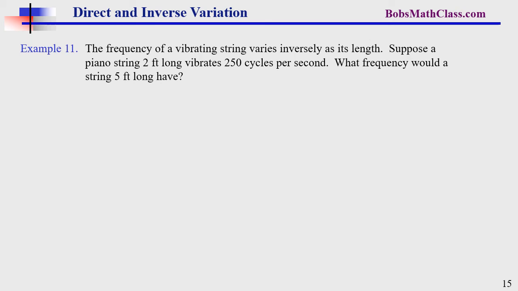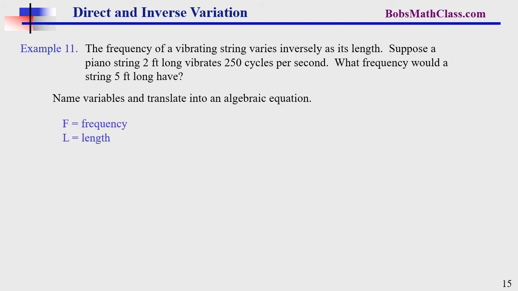So let's translate that. F is frequency and L is length. So now what would the equation be? F equals, inversely, that means it goes in the denominator. The L is going to go in the denominator, and we always have to have a K. So F equals K over L. See, that wasn't too bad.